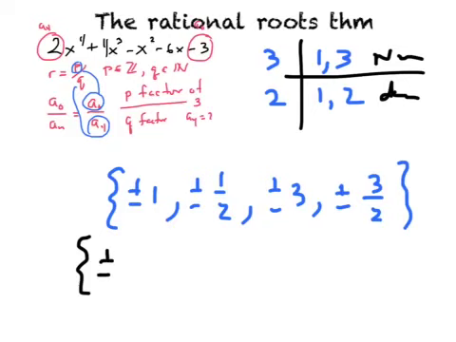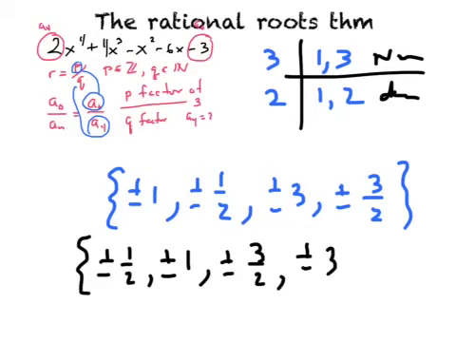So we can have plus and minus 1/2, plus and minus 1, plus or minus 3/2, and plus or minus 3. These are the only possible rational roots of our original polynomial equation. And that's kind of cool.